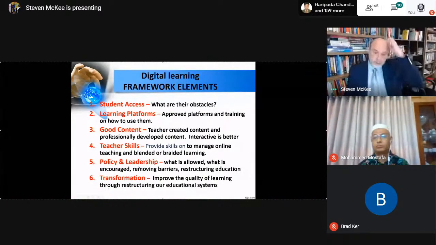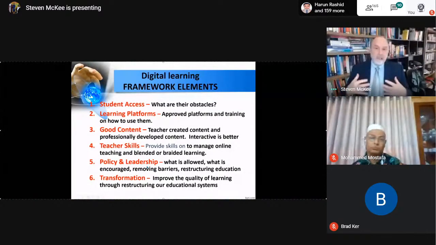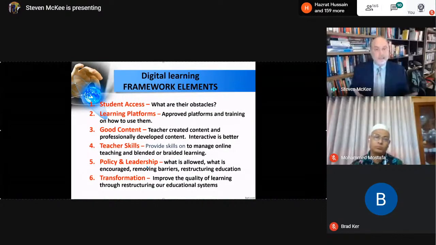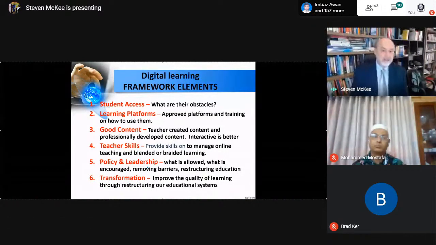Policy and leadership. Many of you are teachers or leaders of your institution. This is very important because if you do not have the policy of wanting to go online as an institution, but your teacher does, it's not going to work. And vice versa, if the institution has a policy of going online and using digital learning and the teacher is not willing or able or prepared, then it also won't work. So it takes all of us together to make this work for the transformation.